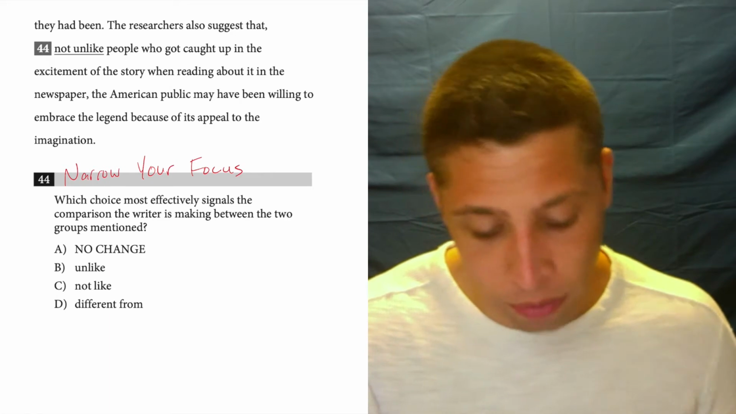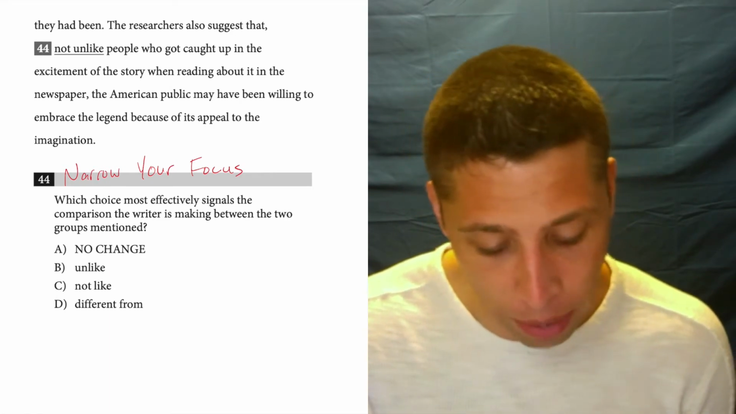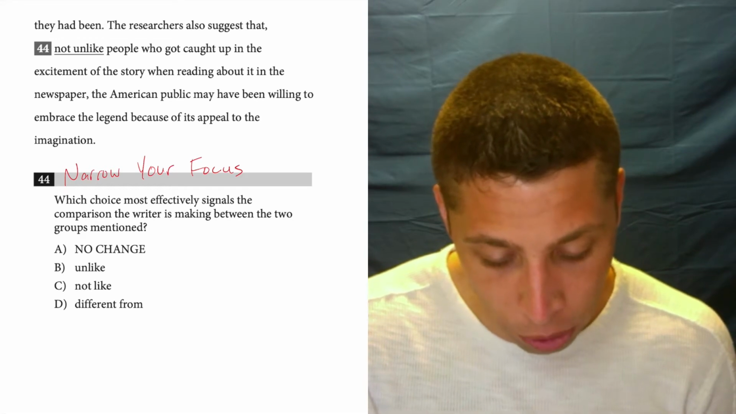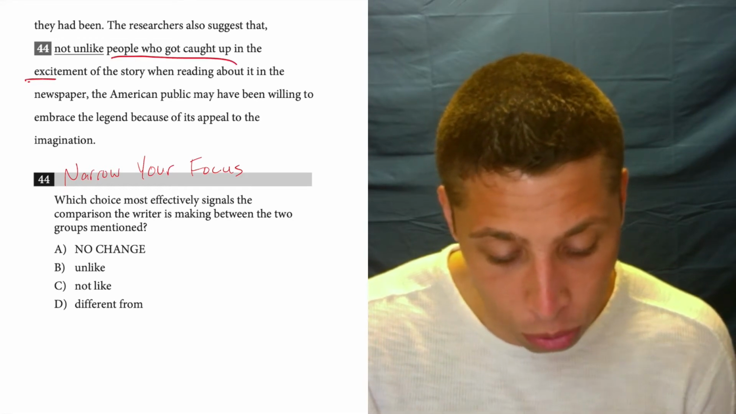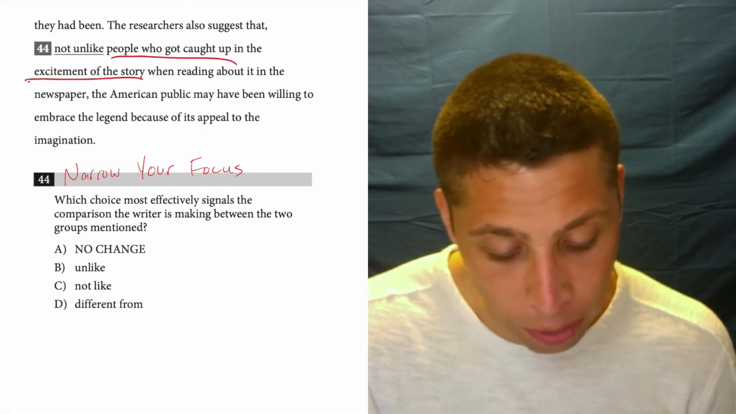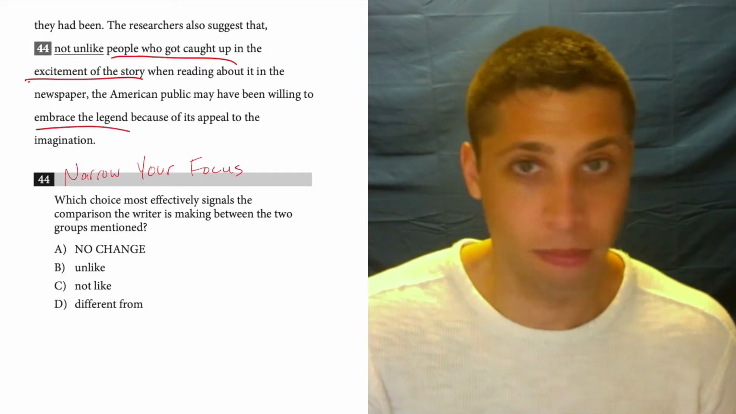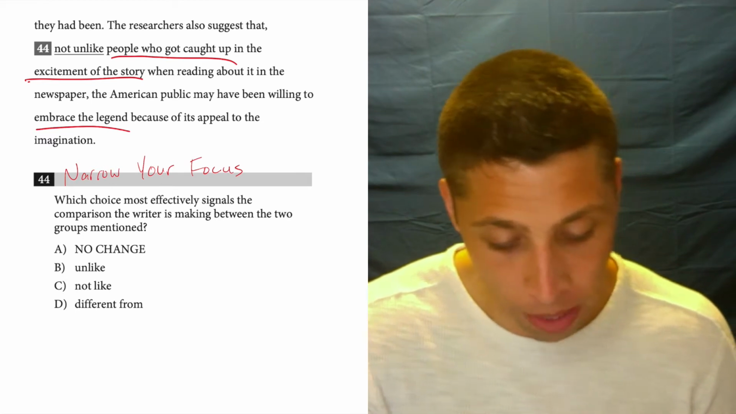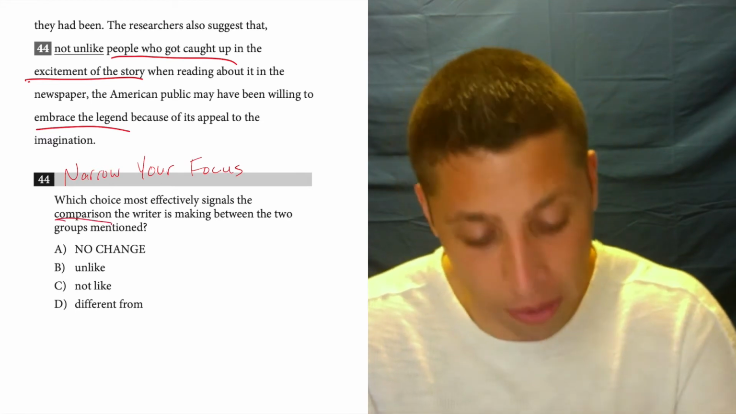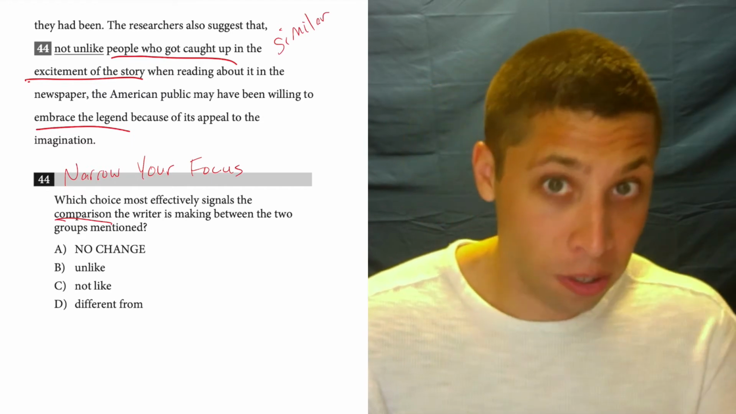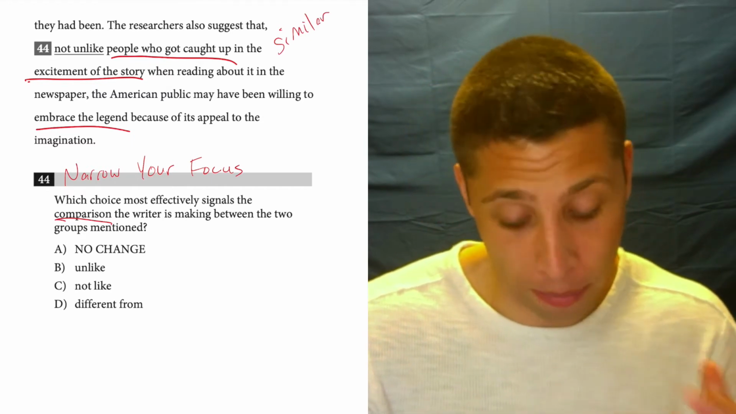Which choice most effectively signals the comparison the writer is making between the two groups mentioned? So we're talking about people who got caught up in the excitement of a story, and then the American public may be willing to embrace a legend because of its appeal. Okay, so there's some similarity here, and they say that comparison, right? So it's a similar situation. Now let's look at these answer choices. Let's work from the bottom up.